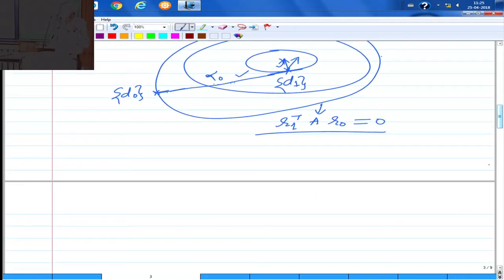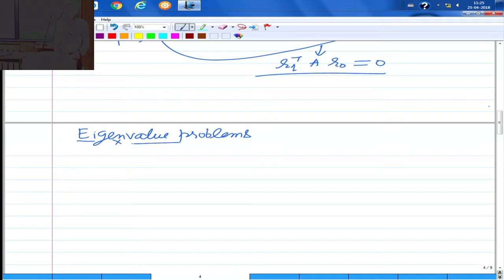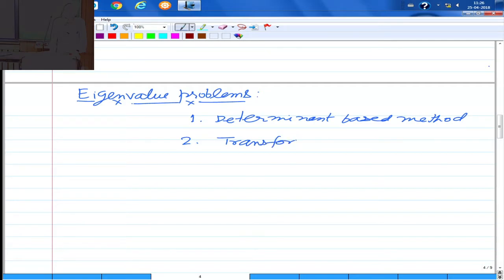So in the last class we started with eigenvalue problems, and I had discussed, so this is actually a brief introduction, although most of the methods which you encounter or use are some other variant of these. So one we said was the determinant method, determinant based method. So this we already discussed. The second was transformation based, and one example we took was the Jacobi iteration method for a general case.